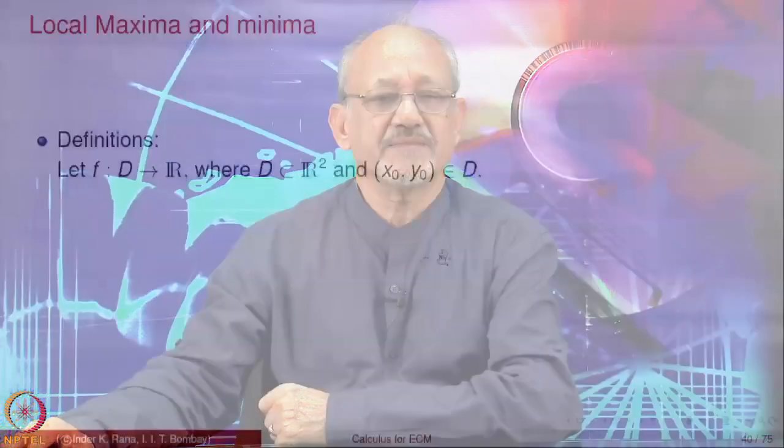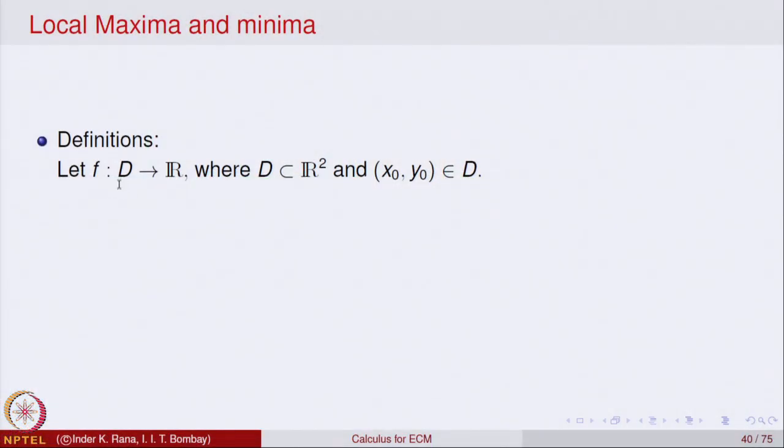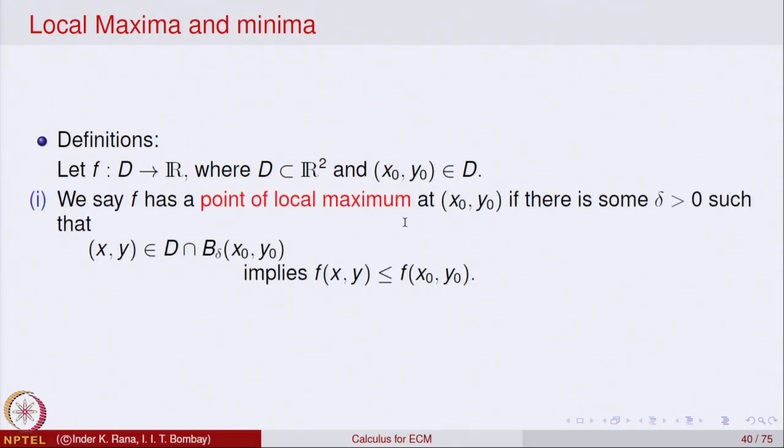If it has a local maxima and/or a local minima at a point, then what are the conditions? And then we will look at the sufficient conditions to analyze those possible candidates where the function can have local maxima or local minima. So, let us look at the definitions. The first definition says, for a function of two variables with a domain D, where D is a subset of R2, a point x0, y0 is called a point of local maximum.